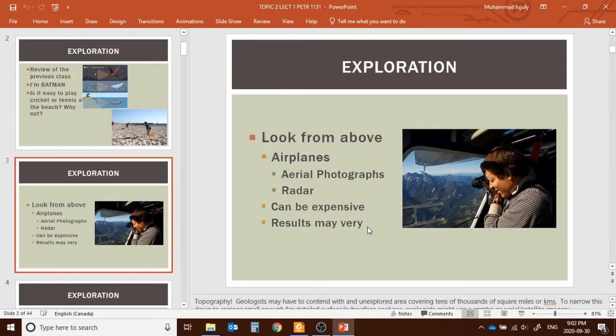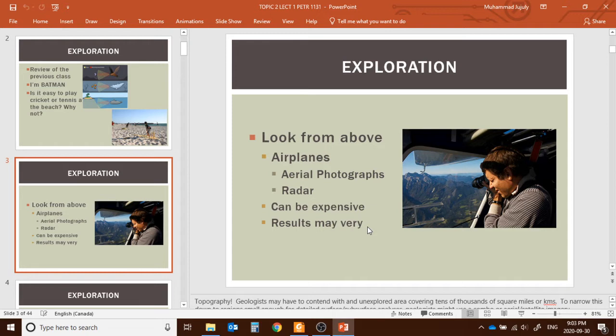Now, how do we actually do the exploration? The first thing, the ancient thing we did, was look from above from airplanes and take real photographs or use radars. But collecting this topographic data would be very expensive too. You can see thousands of square miles or kilometers, and you have to charter the planes and the aircraft. We call this taking aerial photographs.